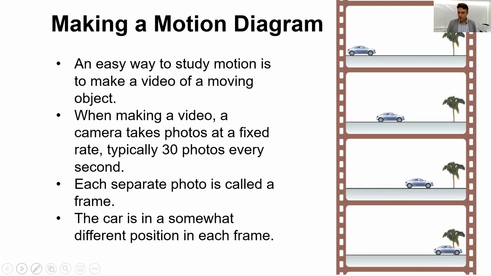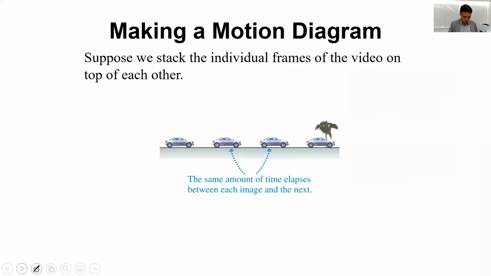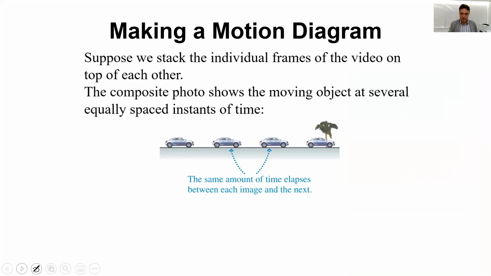Here's a car that's driving along and a tree which is not moving. In every frame, the tree is at the same position because it's not moving. But the car, since it's moving, shows at a different position in each subsequent frame. So as time moves forward, the car changes its position. You can make a motion diagram by taking all those frames and stacking them on top of each other. This would be a composite photo of all the different frames. The same amount of time elapses between each of these cars. So there's not 4 cars, there's just one car in this motion diagram.